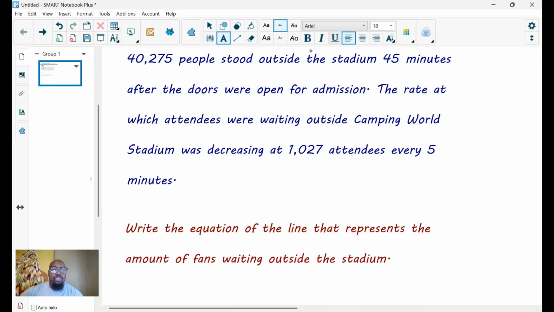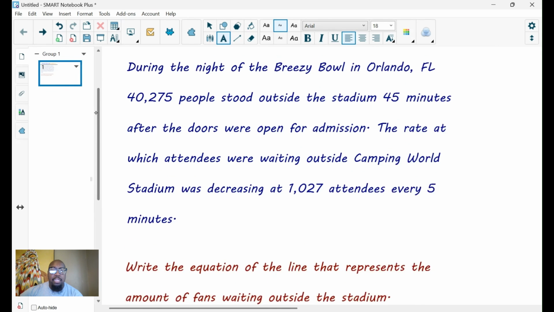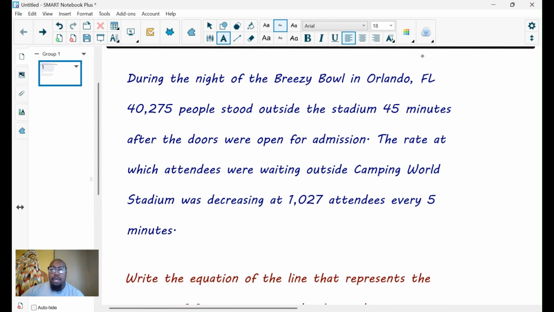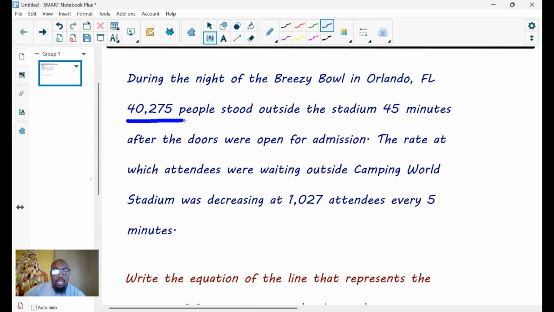So it looks like there are two different variables, right? If I'm just looking at this particular situation here, there are two different variables. Do you know what they are? Okay, so one of them is going to be the people that are standing outside, and then the other variable is going to be what? Minutes. Yeah. Okay. Cool. So what kind of equation can we write?